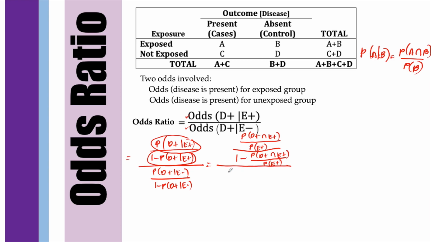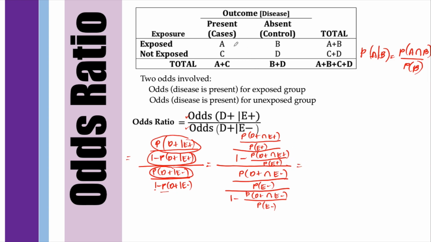exposed. Then the denominator here, still using the conditional probability, that's the probability of disease and not exposed over the probability of not exposed. All over, since this is 1 minus that, so 1 minus the probability of disease and not exposed over the probability of not exposed.